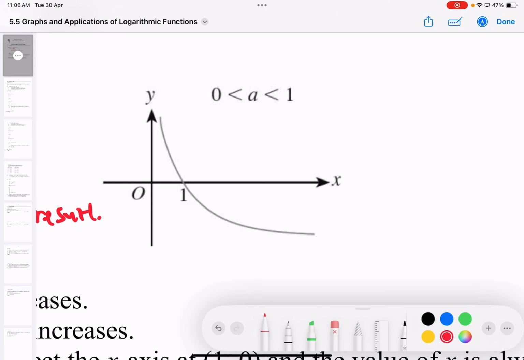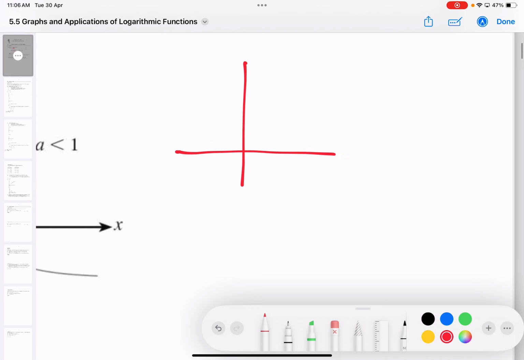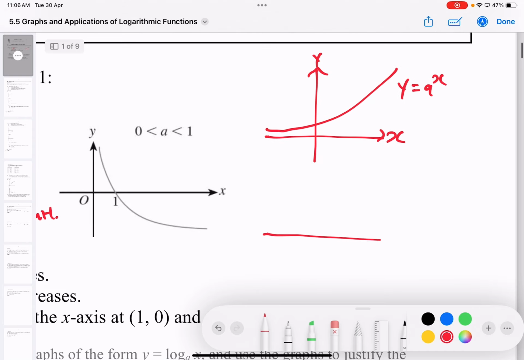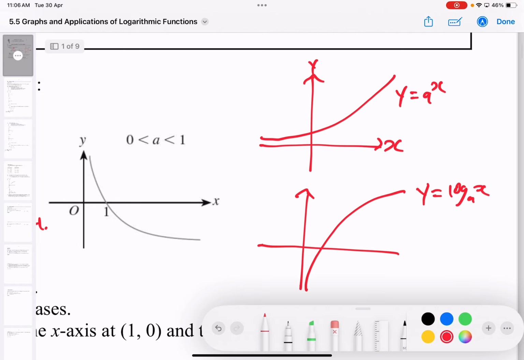Alright, what do you have to memorize in A math? Only 2 functions. Number 1, you have to memorize the exponential function. Just the basic one will do. This is y, this is x. Just know that the graph of y equals a^x looks like this. The second one is the graph of your logarithm. This is your graph of y equals log_a x, for example. Sorry, a and x, so it's not b. Actually these two are the ones that you have to memorize, the basic shape of it.